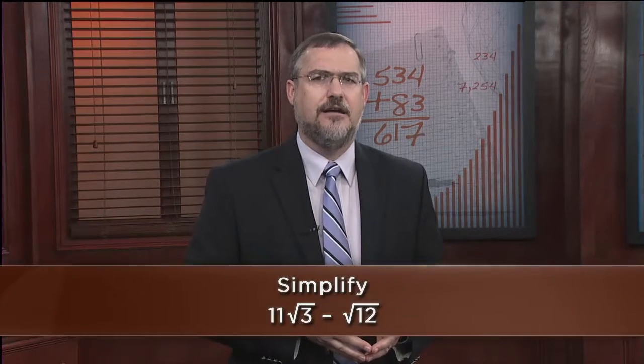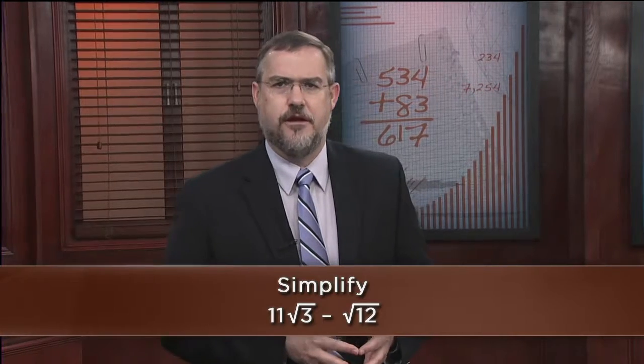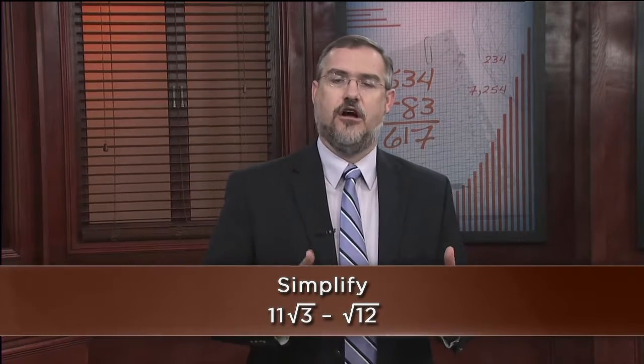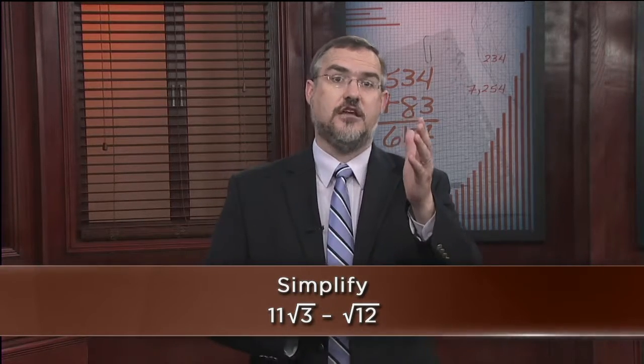Now, let's look at several examples of simplifying radical expressions that involve some addition and subtraction. Here's an example. Simplify 11 times the square root of 3 minus the square root of 12. Well, you might start off by saying, hey, square root of 3 and the square root of 12 have different numbers under the square root symbols, so they aren't like terms, so there's nothing that I can do. You just told me that a moment ago.